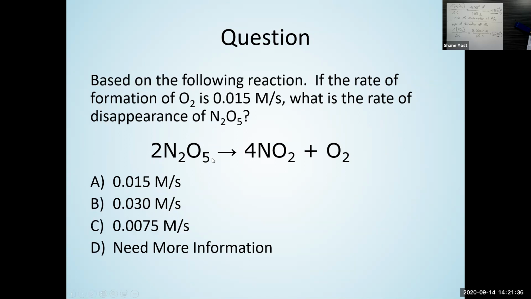All right, so now with some numbers, based off of the following balanced reaction: if the rate of formation of O2 is 0.015 molar per second, what is the rate of disappearance of N2O5? A, B, C, or D? We need more information to solve the problem.